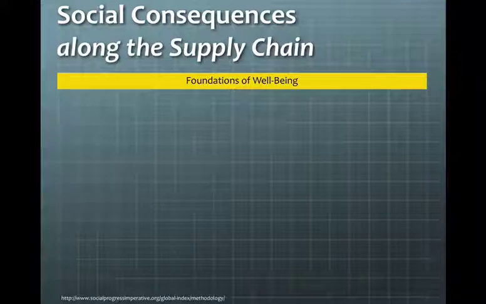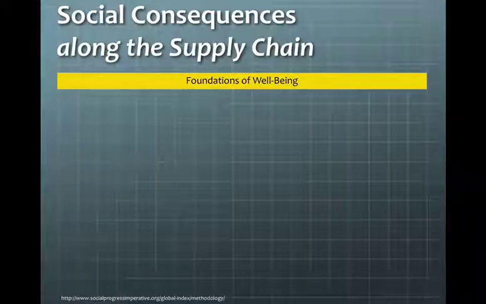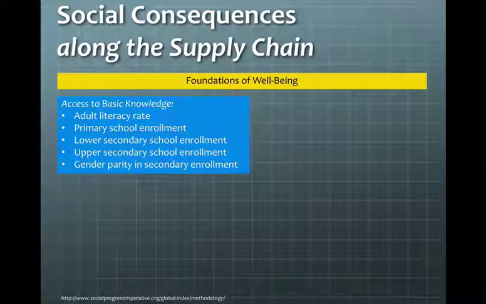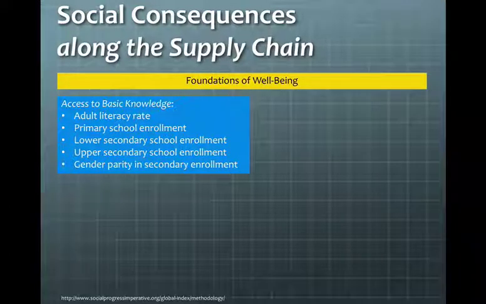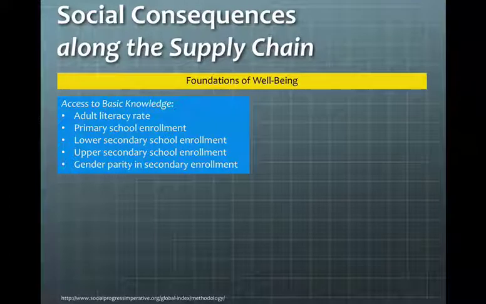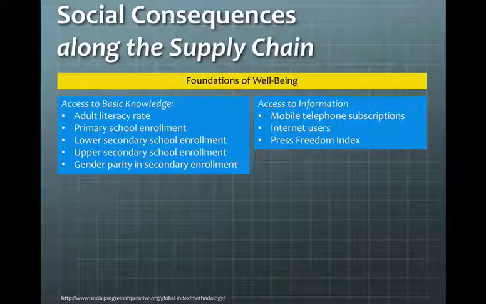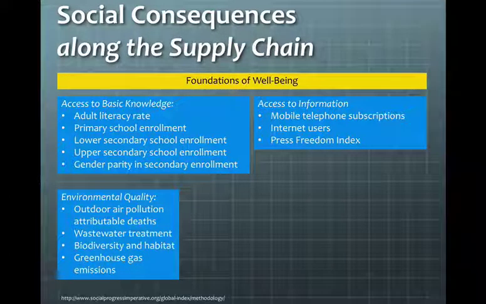In combination with meeting basic needs, countries must also support foundations for well-being among their peoples. These foundations emphasize education in terms of providing uniform access to acquiring basic knowledge through enrollment in primary and secondary school. They also consider access to communication through such measures as mobile telephone subscriptions and internet use. And they also consider exposure to a healthy physical environment through reasonable air quality, wastewater treatment, and biodiversity.